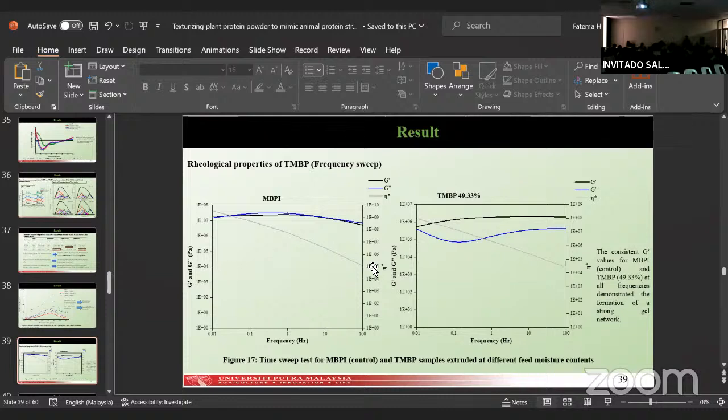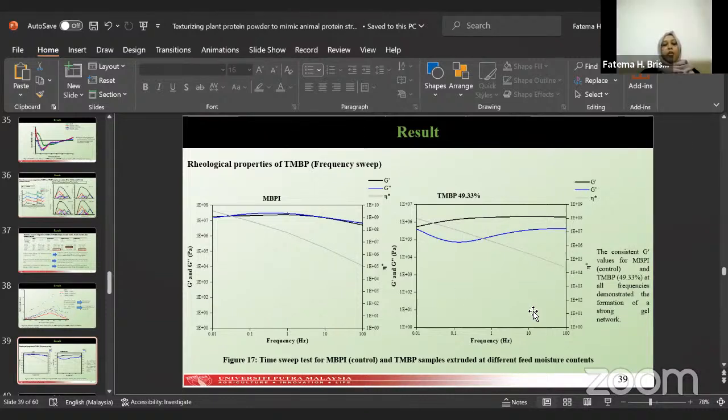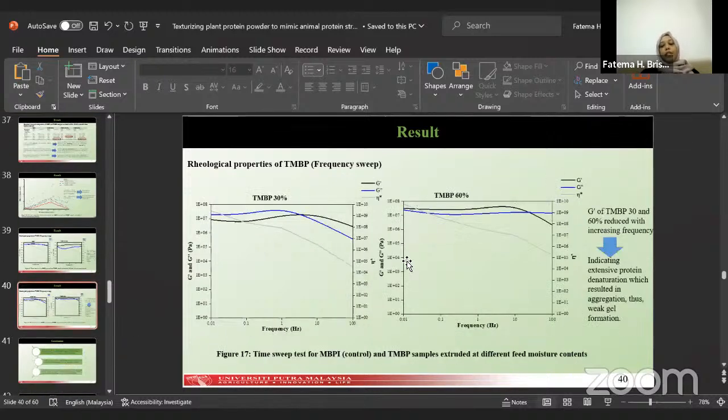And then next we have this frequency sweep. We just want to see if the protein can form a gel after the extrusion, because we have unfolded the structure so much, and we found that the 49% was successfully able to form an elastic gel. You can see from G prime, it's a straight line, showing the formation of an elastic gel. However, the other samples could not produce this elastic gel because the G prime goes down with the increase in frequency.